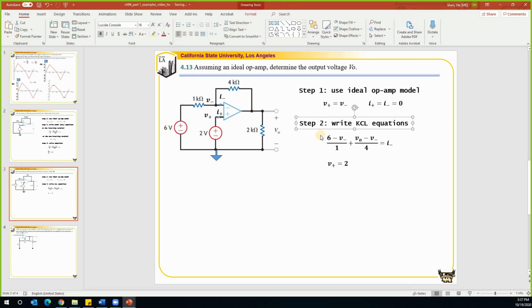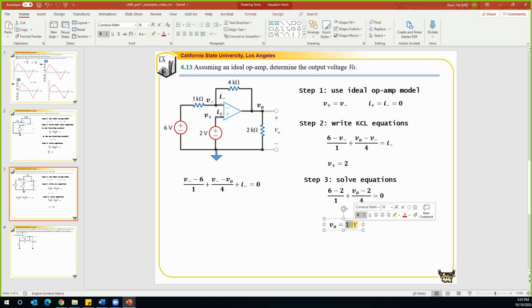So step 3, we're going to solve the equations. Solving the equations is also pretty straightforward. The right hand side is equal to 0. And on the left hand side, we have V plus is equal to 2, and V plus is equal to V minus. So we can replace V minus by 2. So the right hand side is 0, and we replace the V minus by 2. Then we can find the output VO, negative 14.